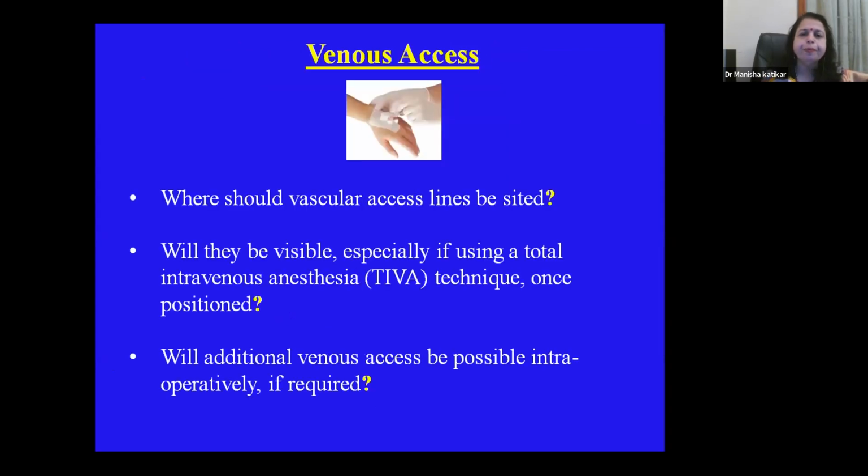So all this preoperative assessment and examination will tell you on what side you will put your IV lines. What will be the position of the patient? How you will anesthetize this patient? Whether you will use TIVA. Once you decide about the position, will the IV line be accessible to you? Will you need any additional venous access intraoperatively, and will it be possible for you to cannulate that extra venous access in the intraoperative period, or do you need to cannulate the vein before induction only?